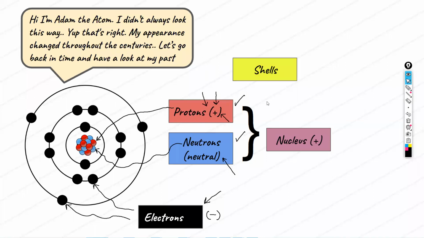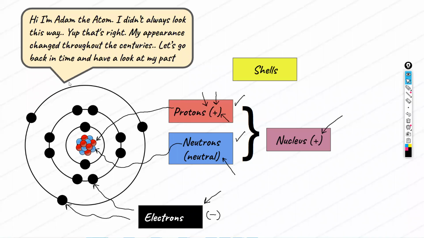It's very important to note that the center of the atom, which contains the protons and the neutrons, that entire section is called your nucleus. And your nucleus has an overall positive charge, because at the center of the atom, there are protons, which are positive, and there are neutrons, which have no charge, which means the positive has no competition. So the center of the atom at the end of the day is positive.